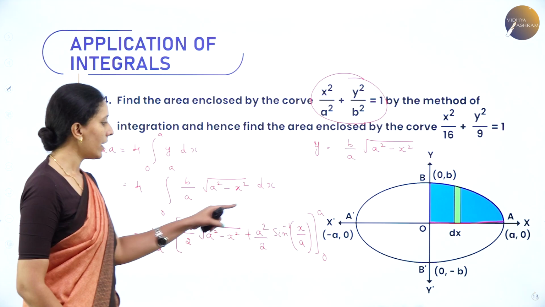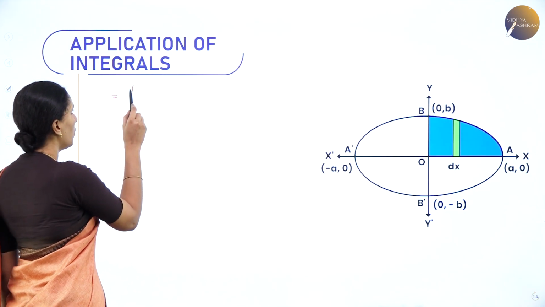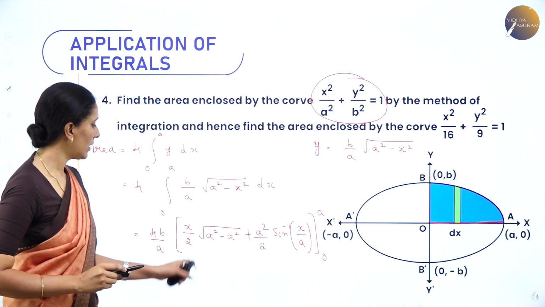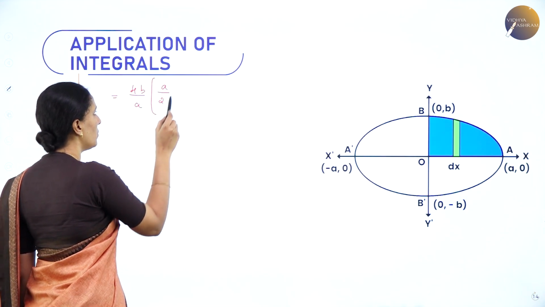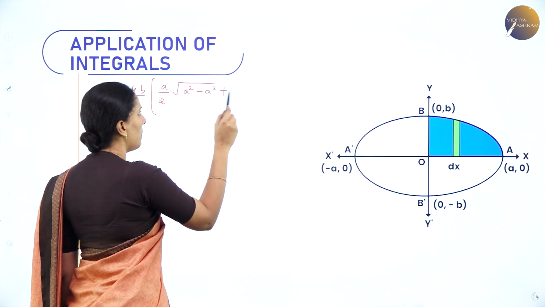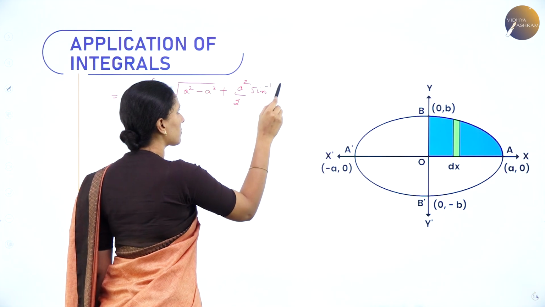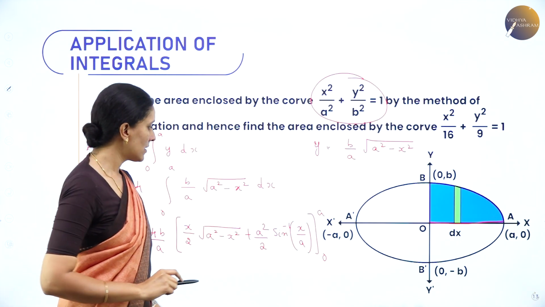Now let's apply the upper limit minus lower limit. So we have 4b by a. Let's apply the upper limit, that is x is equal to a. So what happens here? Then it is a by 2 root of a square minus a square plus a square by 2 sine inverse a by a. So this is your upper limit minus lower limit.